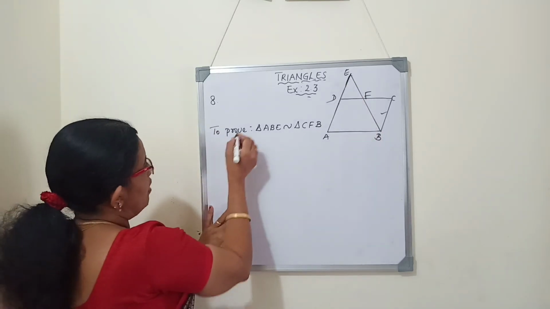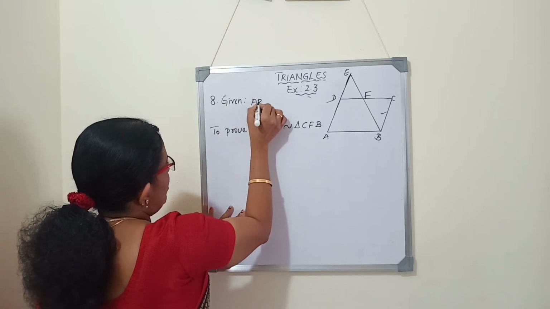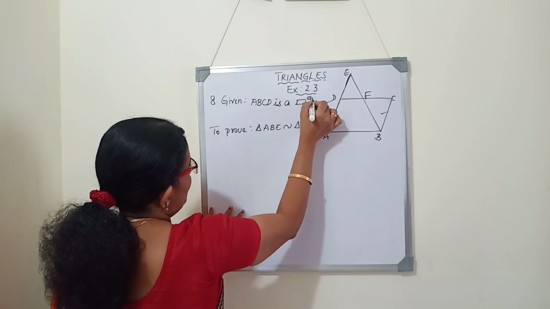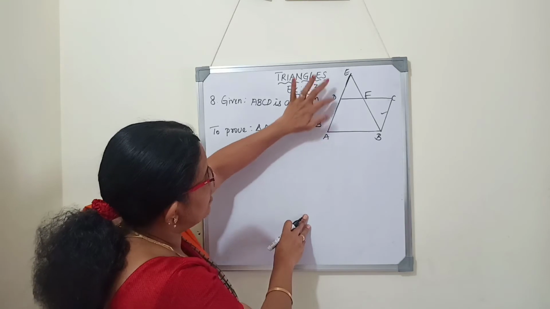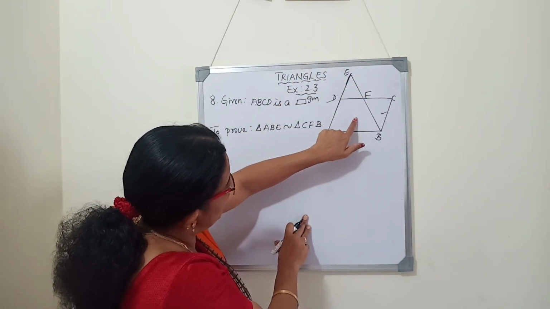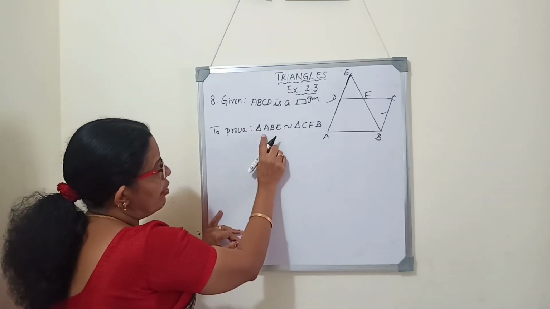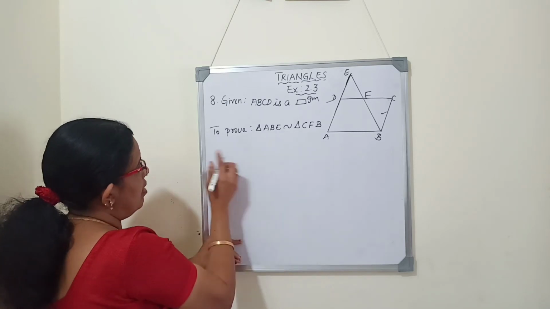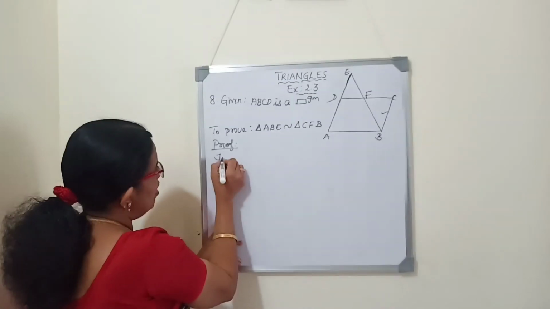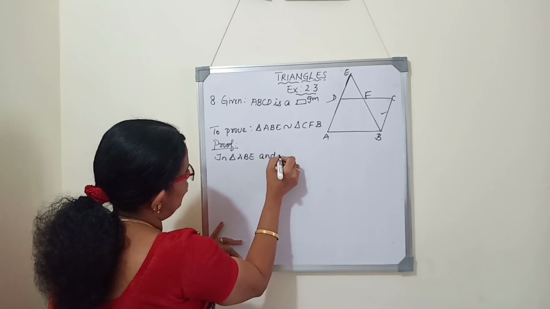Now it is given that ABCD is a parallelogram. AD is extended and a point E is marked. Join BE, and BE will intersect CD at F. So these are the given points. Now we have to prove that the triangles are similar. So proof. In triangle ABE and triangle CFB.